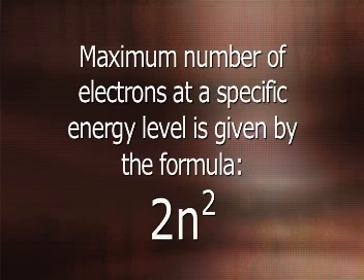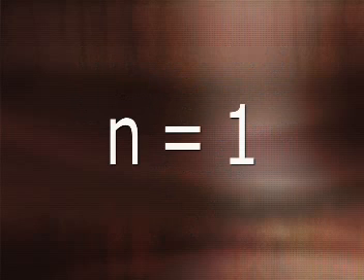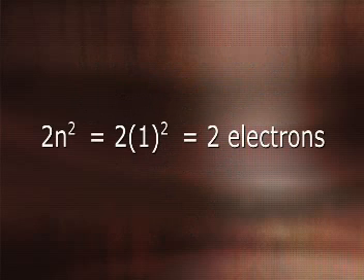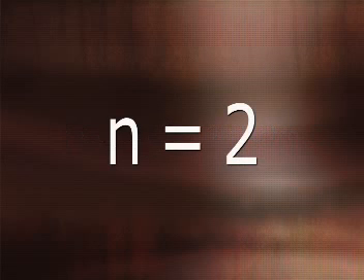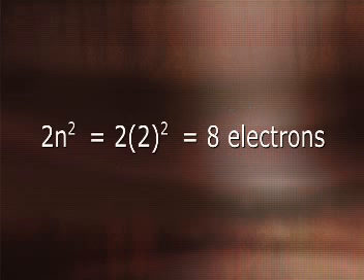If we apply this formula on the first shell, n is equal to 1. Therefore, the first energy level can host only 2 electrons. If we apply this to the second shell, n is equal to 2. Thus, the second energy level can accommodate 8 electrons. This behavior is the same no matter how many levels of energy there are in an atom.